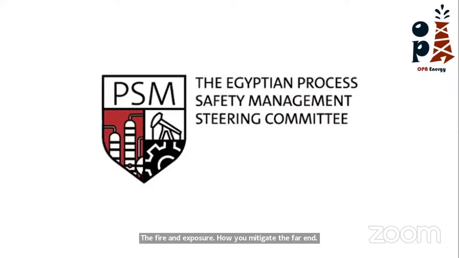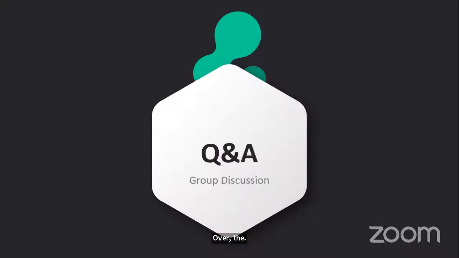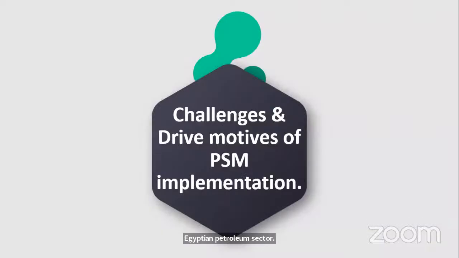What happened in Egypt? In Egypt, we have an Egyptian Process Safety Management Steering Committee, called PSM Egypt. They have a well-known website, Process Safety Management, PSM Egypt. And this Process Safety Committee has already initiated 24 documents that control process safety all over the Egyptian petroleum sector. So, what are the challenges and drive motives of process safety management implementation?